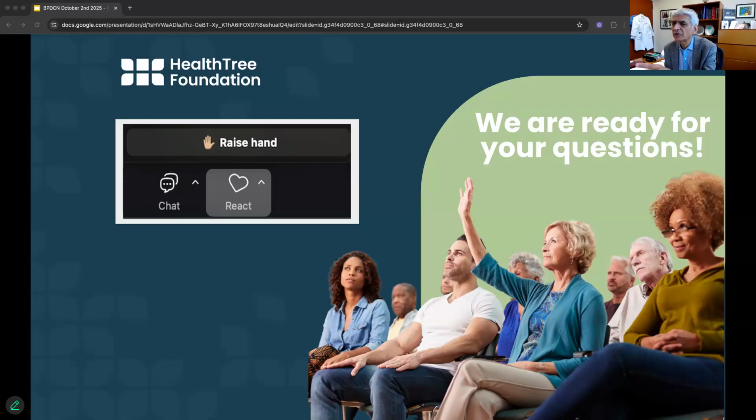Okay. So there is one question, is it also hereditary? I ask because my father had BPDCN as well as congenital thrombocytopenia, and both my sons have it. So, that's a very good question.